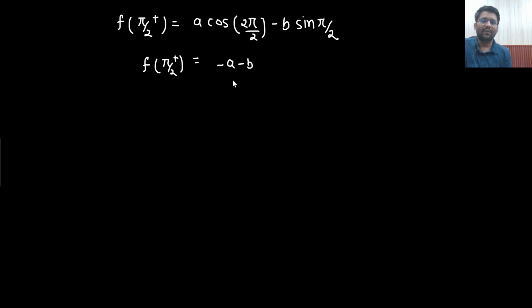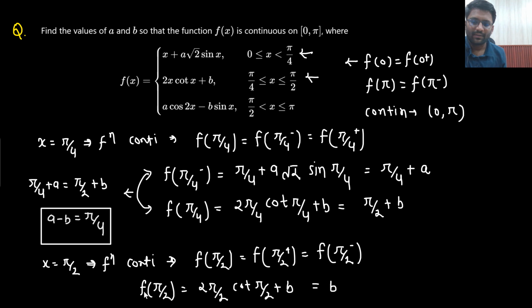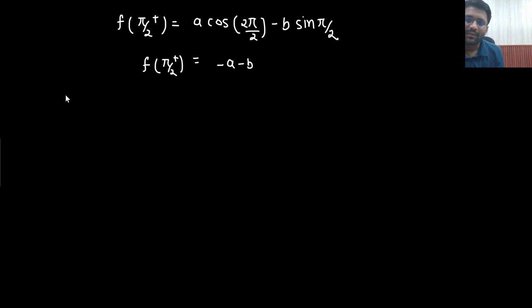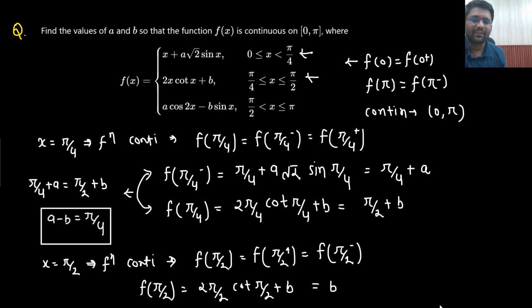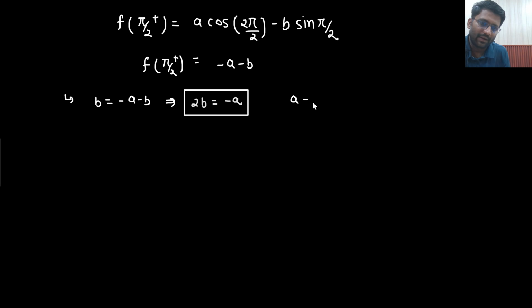So f of pi by 2 plus is coming out to be minus a minus b and f of pi by 2 is coming out to be b. What does that mean? That b is equal to minus a minus b. So from here what do you see? That 2b is coming out to be equal to minus a. Another equation was there, a minus b equals pi by 4. Okay. So what is a here? a is nothing but minus 2b.